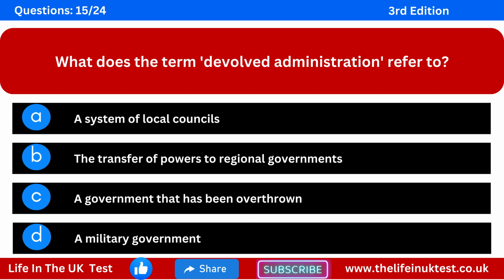What does the term devolved administration refer to? Option A, a system of local councils. Option B, the transfer of powers to regional governments. Option C, a government that has been overthrown. Option D, a military government.